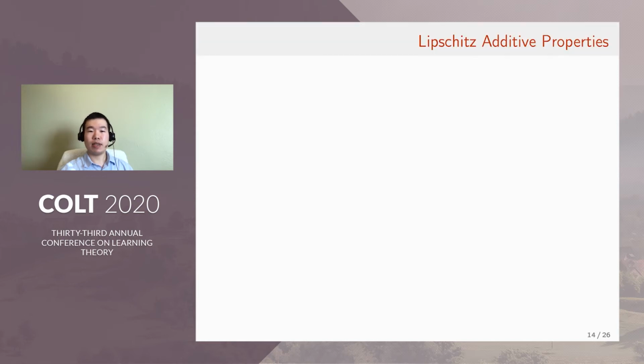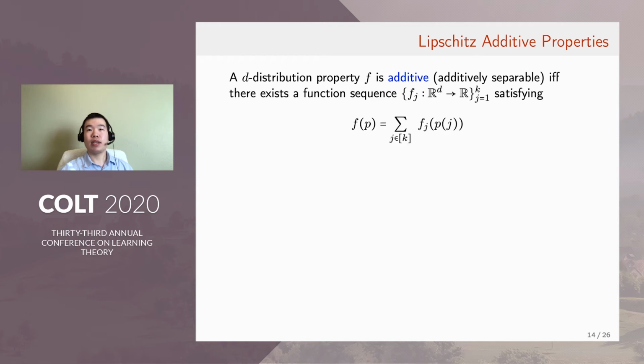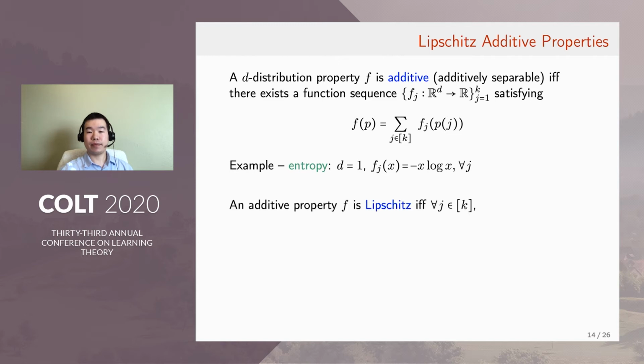First, let me talk about the class of properties we are considering. A d-distribution property f is additive, or additively separable, if there exists a multivariate function sequence f_g satisfying the following equation. Basically, it says that we can decompose f into the sum of multivariate functions, okay? For example, for entropy, d is equal to 1, and f_g(x) is simply minus x log x.